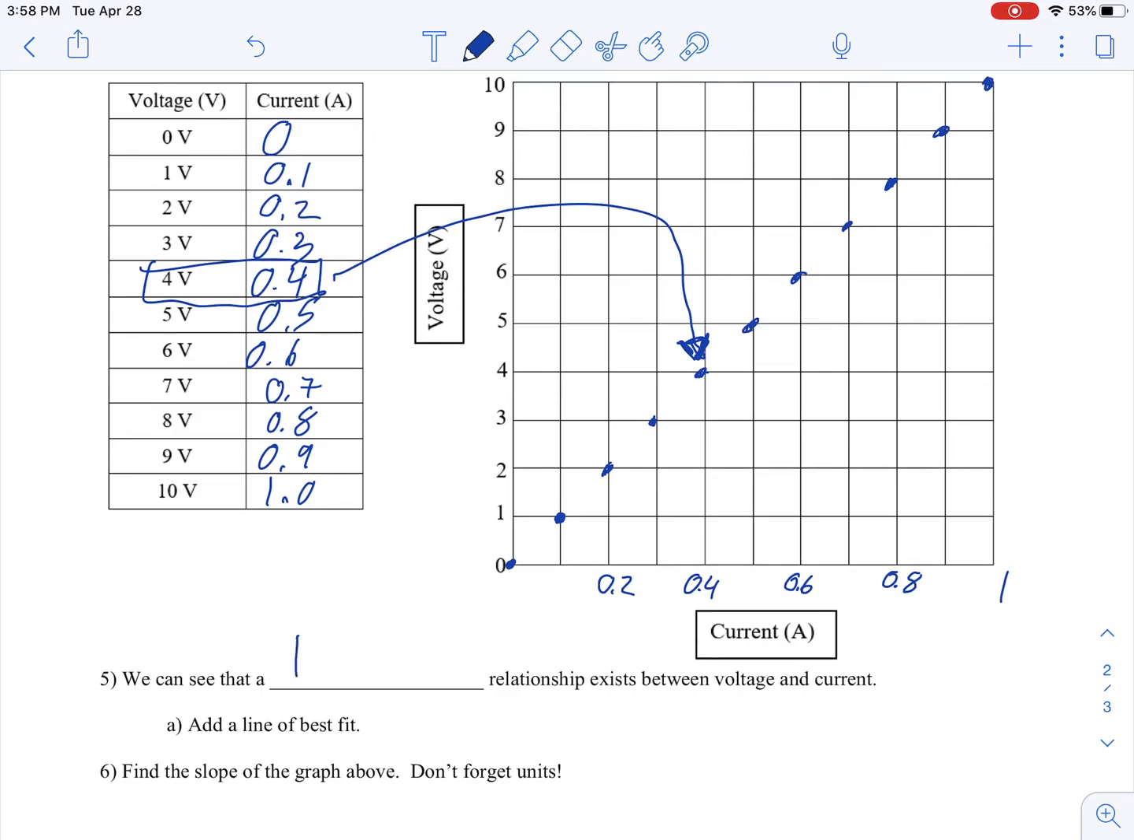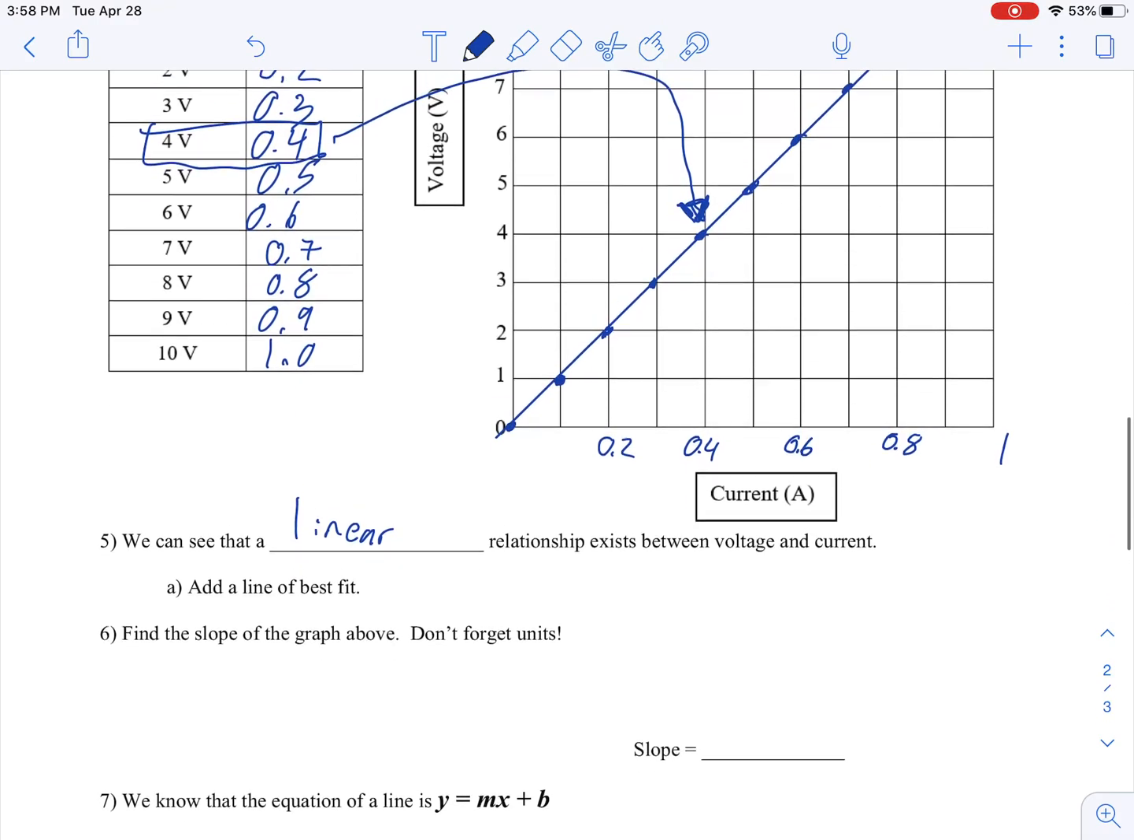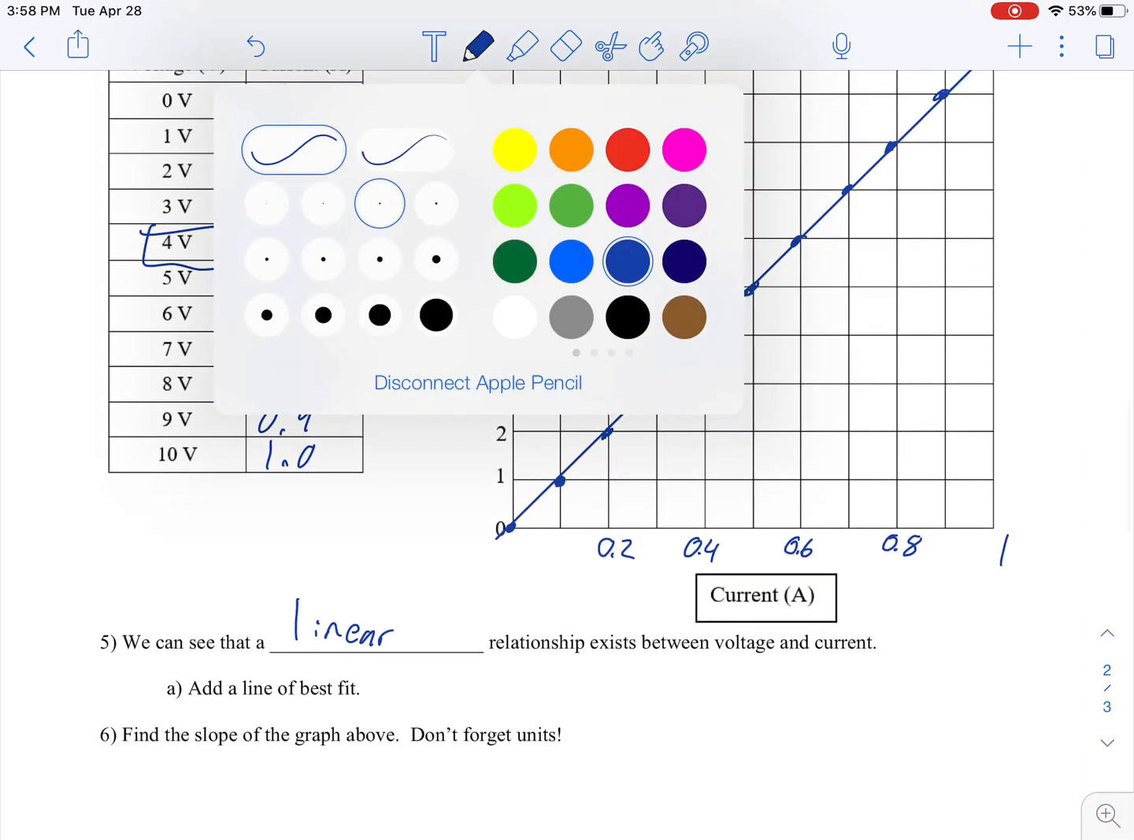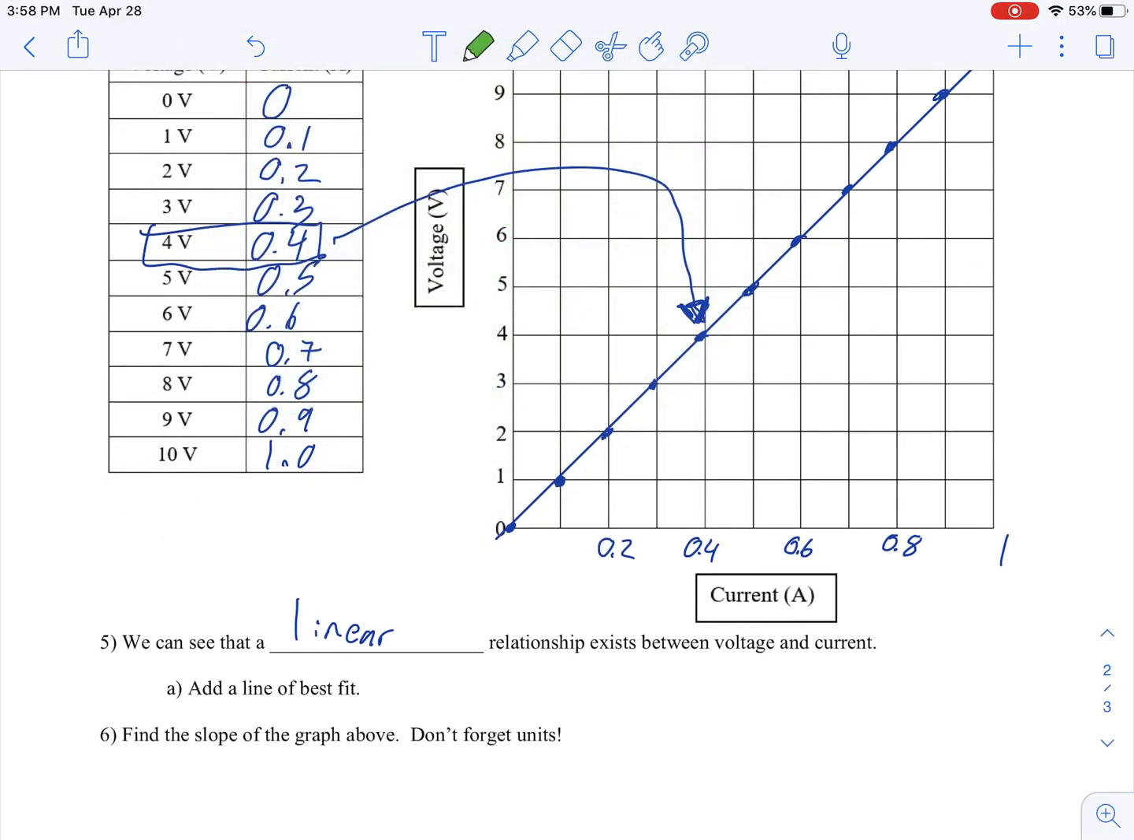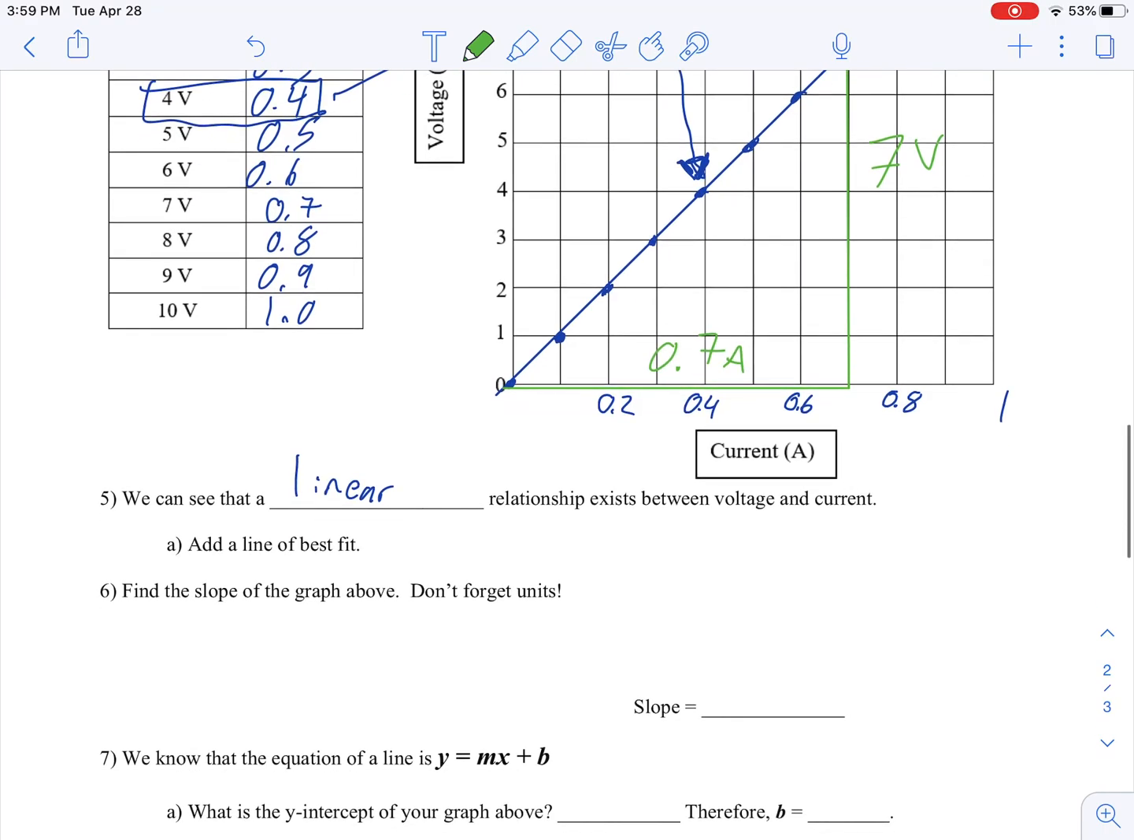So hopefully you see that this is a linear relationship. Throw in our line of best fit. There we have it. So find the slope. Don't forget units. So to find the slope, a little rise over run. Let's do that in green. So I'm going to start here. There's my run. Here's my rise. Let's see, my rise is 7 volts. My run is 0.7 amps.